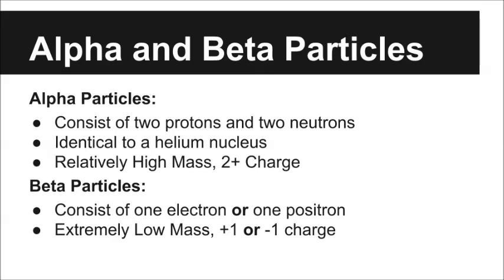We also have beta particles, which consist of either one electron or one positron. They have extremely low mass, and if it's a positron, it has a charge of +1, or if it's an electron, it has a charge of -1.